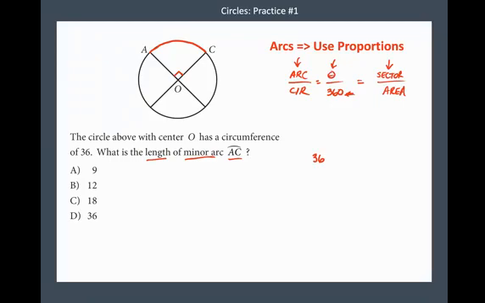Why? Well, because we remember that circumference equals 2 pi r, or 2r pi. And so you might have a pi in your length.